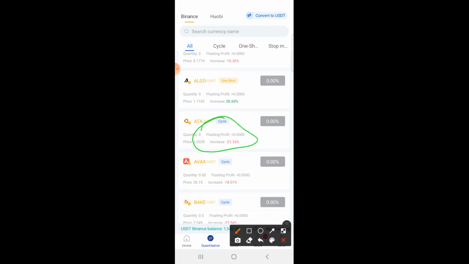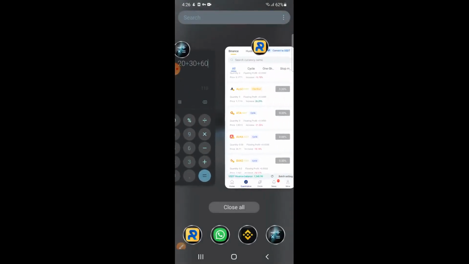Some new traders just see here 21% and directly buy. Don't believe it. Here 21% is going down. Sometimes the market gives a false signal. First you must research it. How to research it?